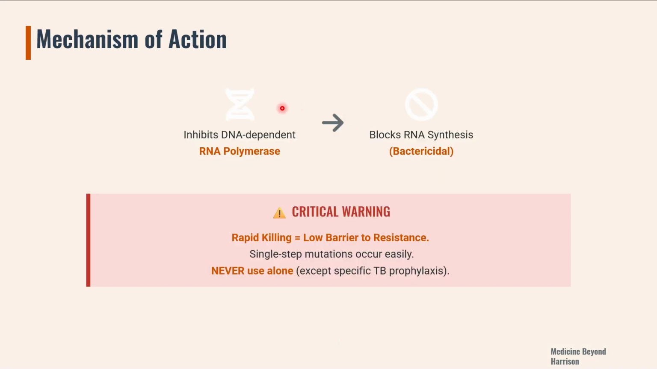So the mechanism, as we all know, is that it is a DNA-dependent RNA polymerase inhibitor. It blocks RNA synthesis, and it is a bactericidal drug. The critical warning is that rapid killing leads to a low barrier to resistance. Bacteria develop resistance so rapidly. Single-step mutations occur easily, so that the bacteria become resistant to rifampicin. So it is never used alone, except in some specific TB prophylaxis.